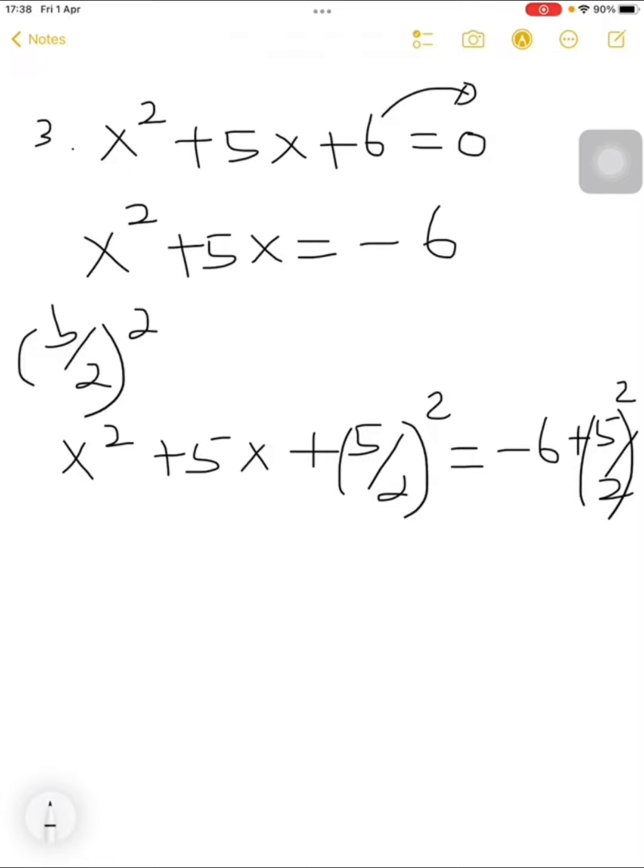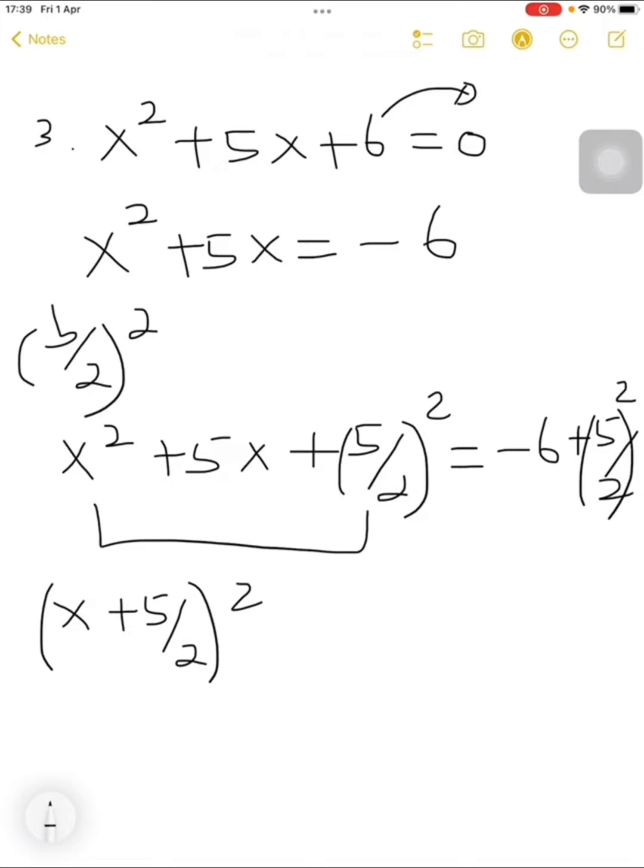Then you take those ones, ignore the 5x. We have x plus 5 all over 2 squared. We say this x takes the sign which is here, whether it's positive or minus. In this case, it's a positive sign. If it was a negative, then we would be having a negative sign here, right? Okay, is equals to minus 6 plus 25 all over 4. I hope you can understand where 25 is coming from and 4 is coming from. It's the square of 5 and 2.